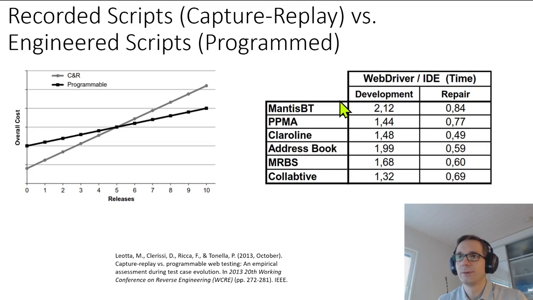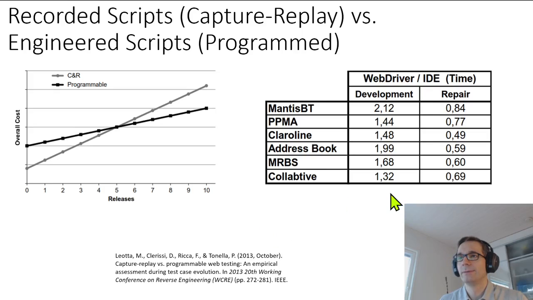So they tested this out with Selenium in five different systems, and the development time for the web driver, which in this case refers to the engineered script, was 2.12 times bigger in the Mantis system, and then in this project it was only 1.32 times. So this was 32% more expensive to do the engineered scripts, and in here it was 112% more expensive to do the initial test development.